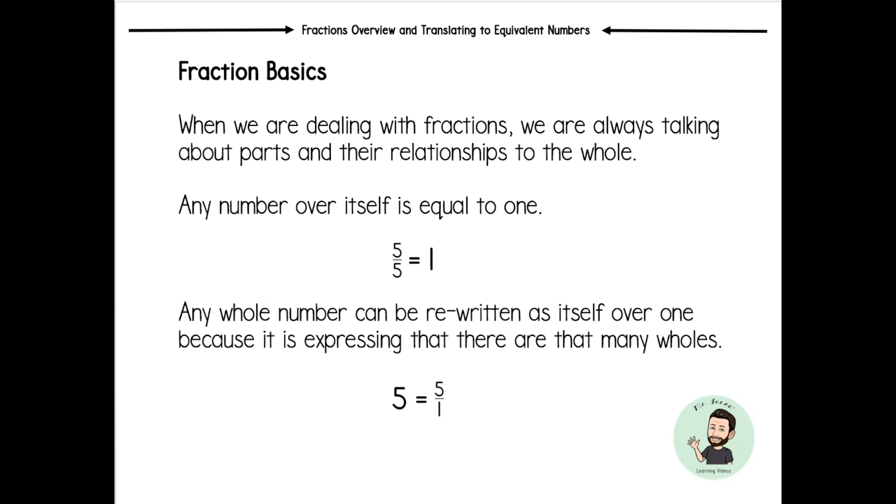Fraction basics. When we're dealing with fractions, we're always talking about parts and their relationships to the whole. Any number over itself is equal to 1. So for example, 5/5 is equal to 1, and that would be the same with any whole number over itself. Any whole number can be rewritten as itself over 1, because it is expressing that there are that many wholes. So 5 can be rewritten as 5 over 1, because it's expressing that there are 5 wholes.